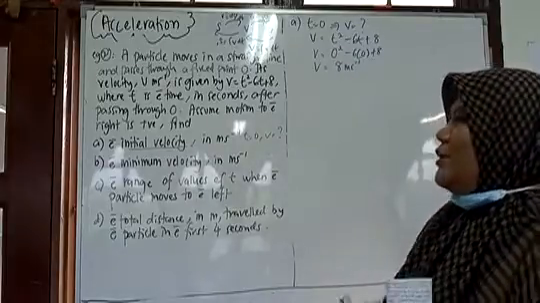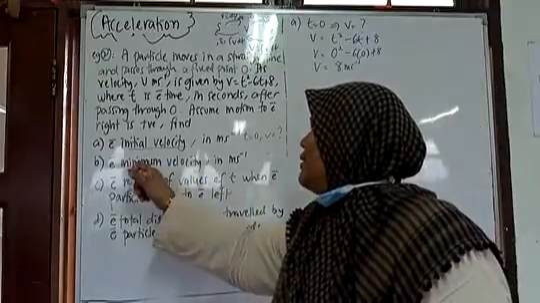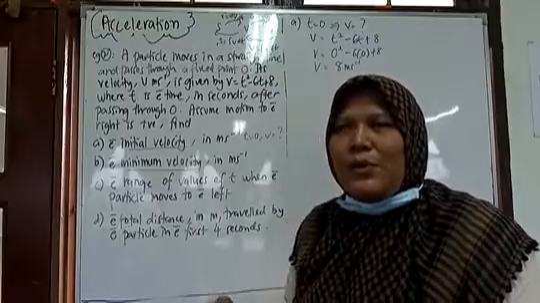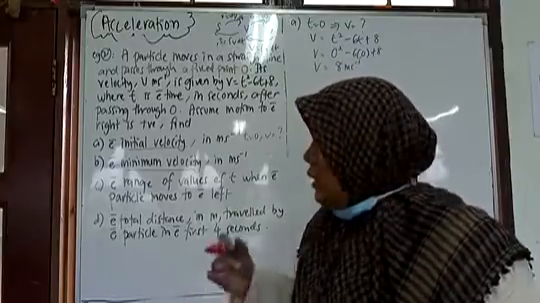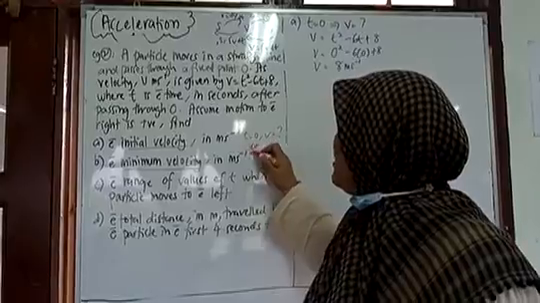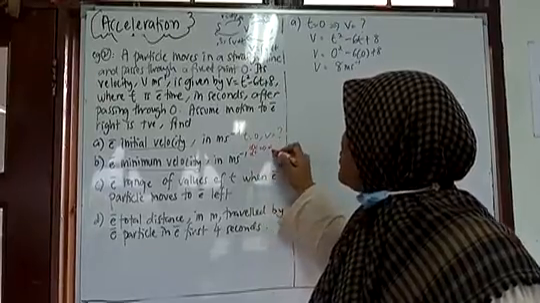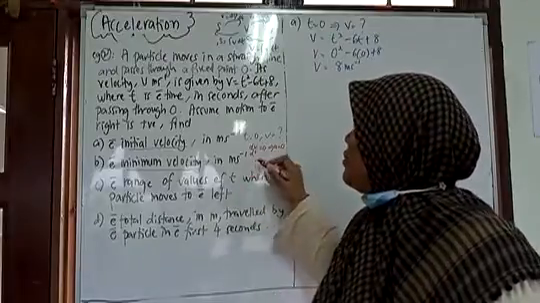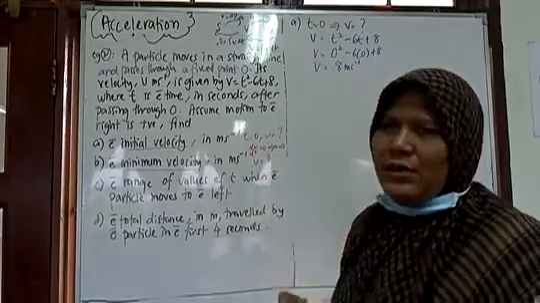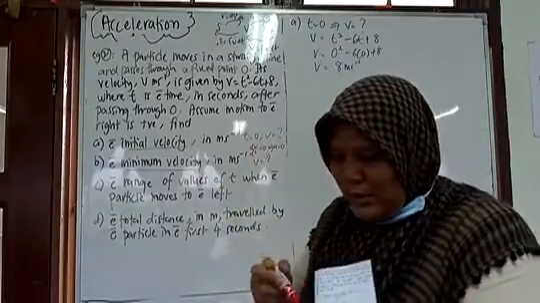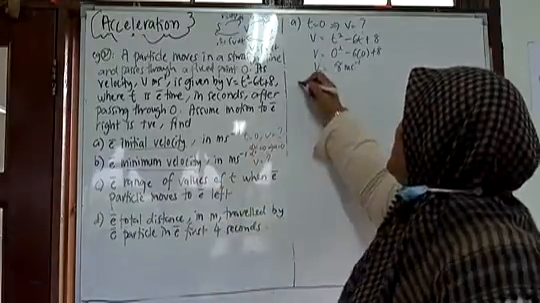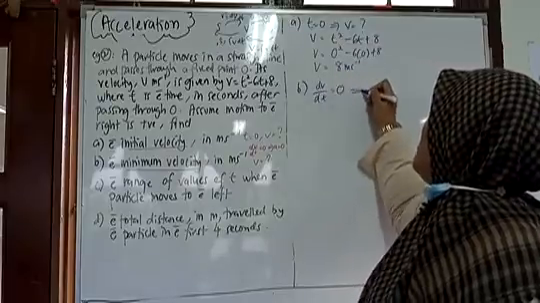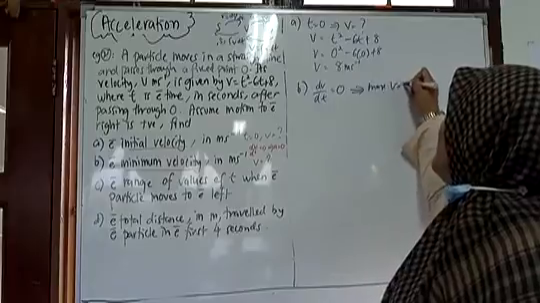Okay, so let's look at B. What is the minimum velocity? Again, when we talk about minimum, we are talking about when dv/dt equals 0, which means acceleration equals 0. So when dv/dt equals 0, what is v? This is what this question is talking about.